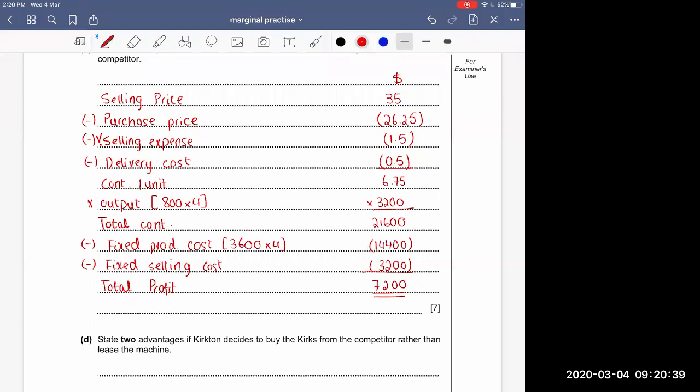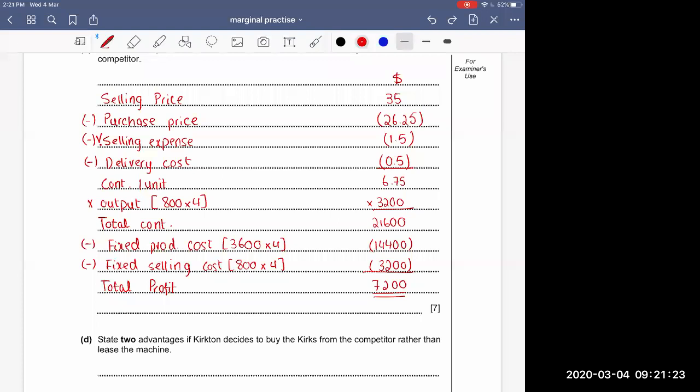Minus fixed selling cost, which is 800 into 4 weeks. It's going to be 3,200. So if we deduct all these things, our profit is going to be 21,600 minus 14,400 minus 3,200, which is 7,200. Let's work out the calculation. I guess there is a calculation error. So selling price is 35 minus variable cost. Purchase cost is 26.25 minus variable selling cost 1.5 minus delivery cost 0.5. This is 6.75. Multiply by 3,200 units, that is 21,600.